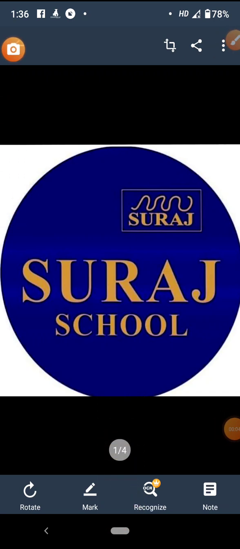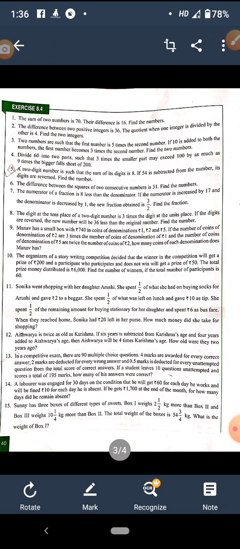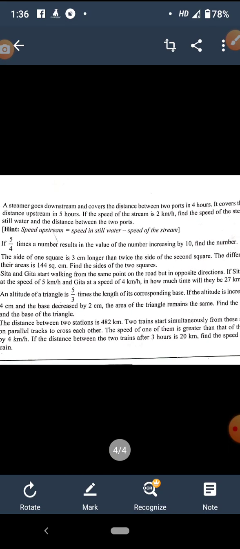Today we are going to discuss exercise 8.4. As you know, we have discussed 15 questions of this exercise. So today we will discuss from question number 16.